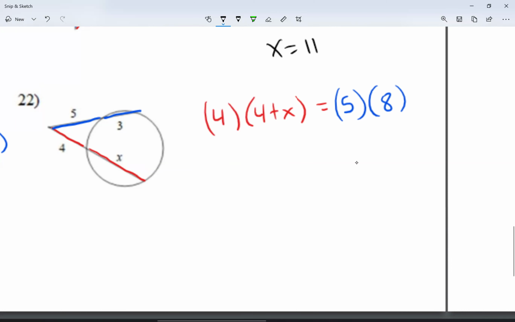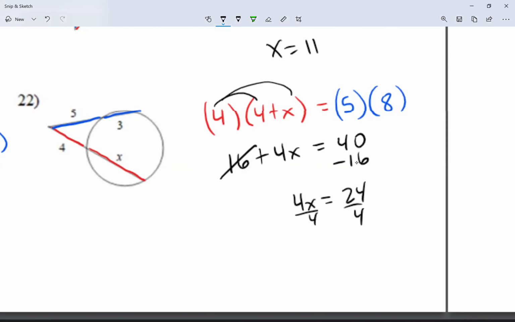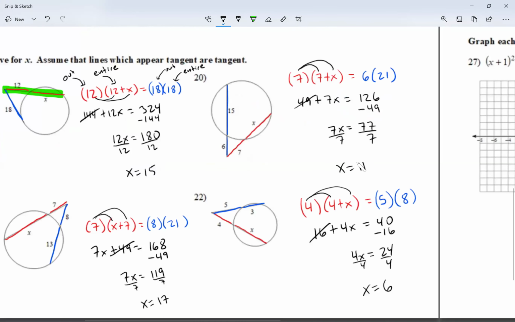Okay. Let me distribute the 4. So that gives me 16 plus 4x equals 5 times 8 is 40. This positive 16, let me move it over as a minus 16. Don't forget to switch the sign. So that gives me that 4x is equal to 24. Now let me divide by the number in front of x. So x equals 6. There you go.